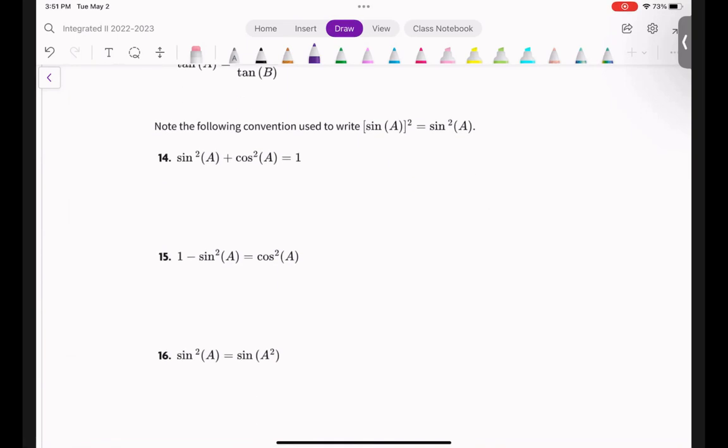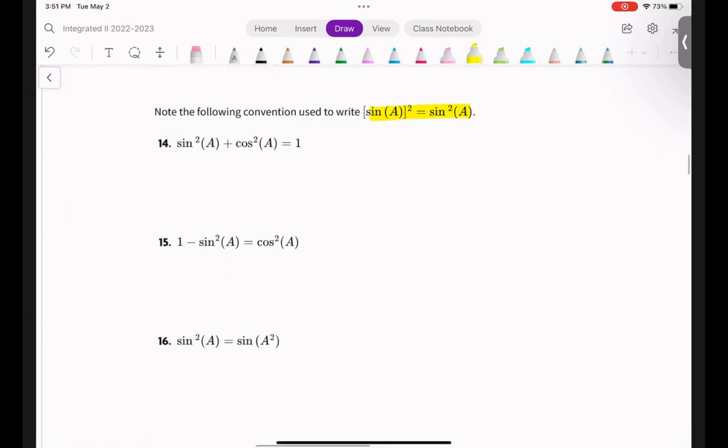Something that you have to learn is that when we say sine squared, it actually means this. Sorry, I was supposed to highlight. Okay, so sine of A, when we square that, we actually write it as sine squared A. I also want you to look at these ones to see if these are true.